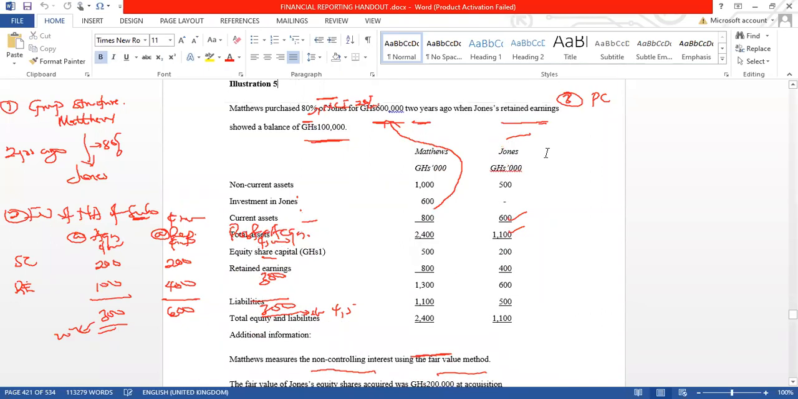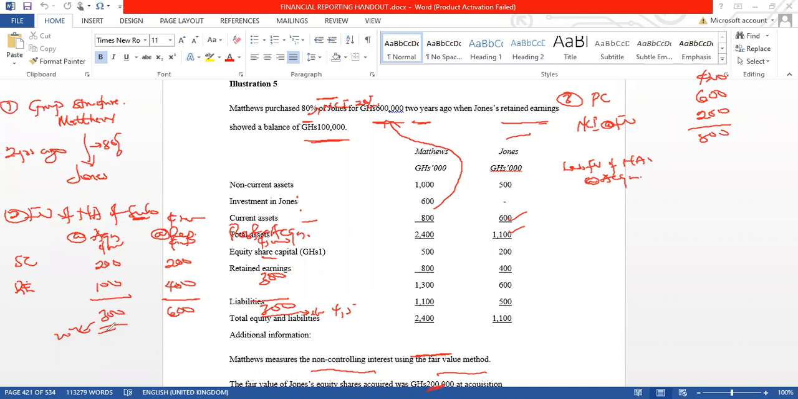Fair value is 200,000. They bought this company for 600,000. All right, so yeah. The NCI, the part that we don't control, was given to us at fair value. Don't forget, 200,000. That gives us 800. And we now need to less what? Fair value of net assets at acquisition.